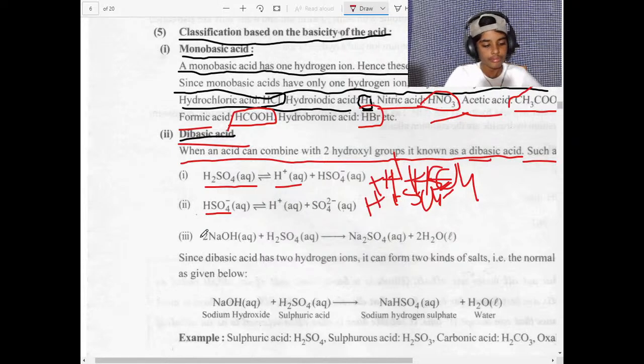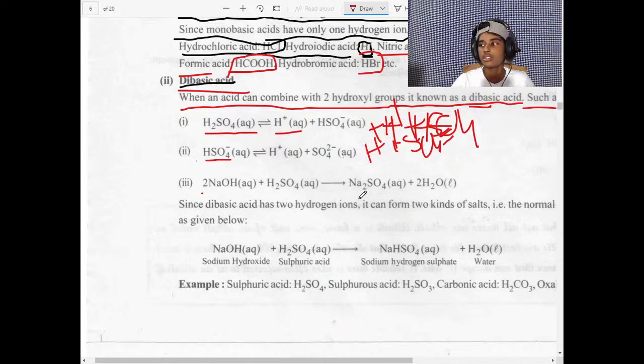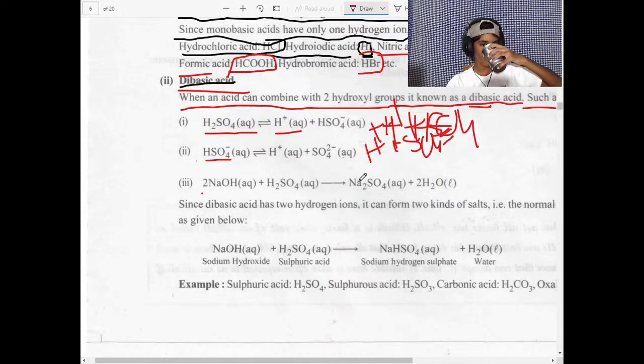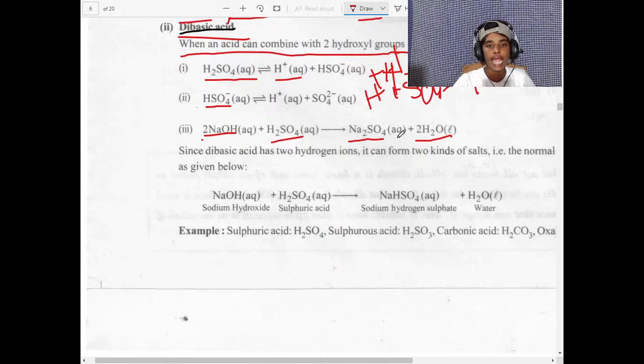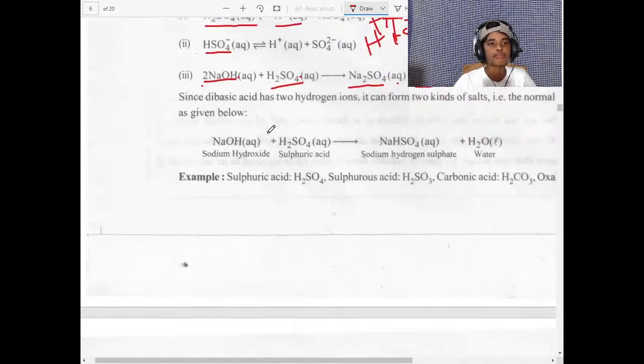Next, 2 NaOH plus H2SO4. It will give Na2SO4 plus 2H2O.